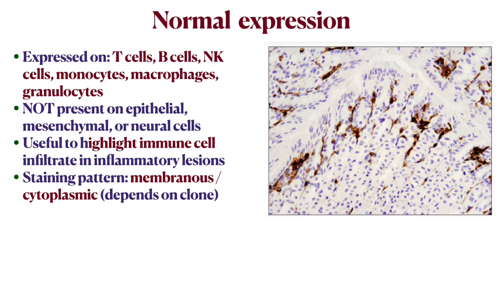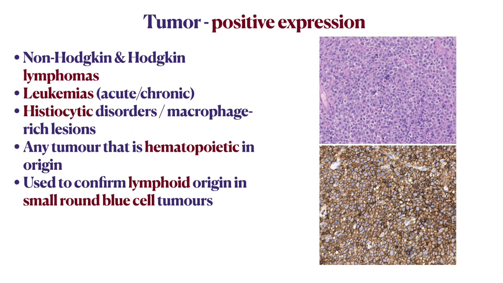Normally, you can see that it is expressed on B and T lymphocytes, NK cells, monocytes, macrophages, and granulocytes, and hence it's also positive in tumors arising from these cells. It is not present on epithelial, mesenchymal, or neural cells, and hence it can differentiate hematopoietic cells from other cells. It is used to highlight even immune cell infiltrates in inflammatory lesions, where sometimes they can be mistaken for malignancy. Staining pattern is membranous and cytoplasmic.